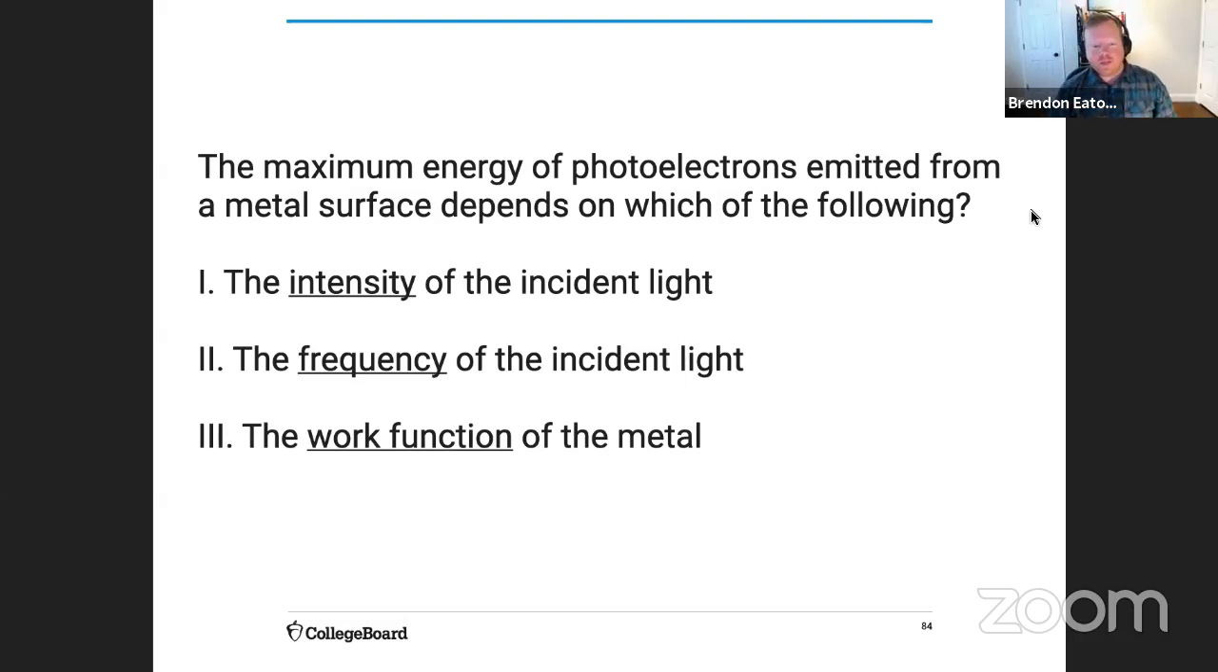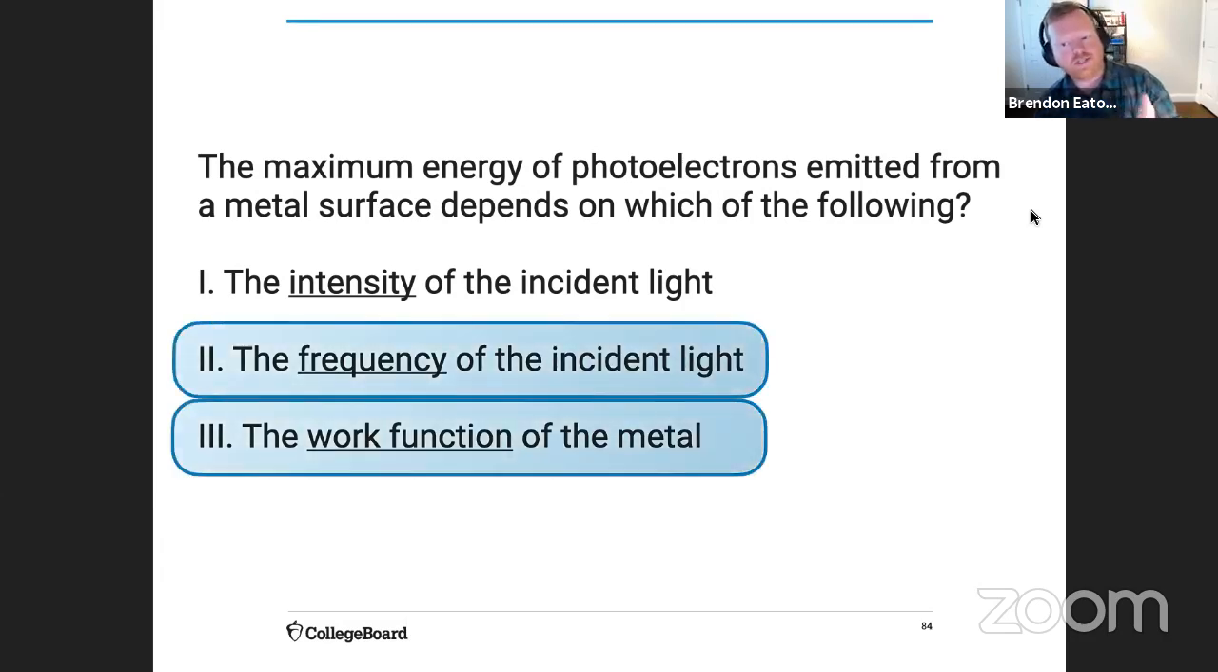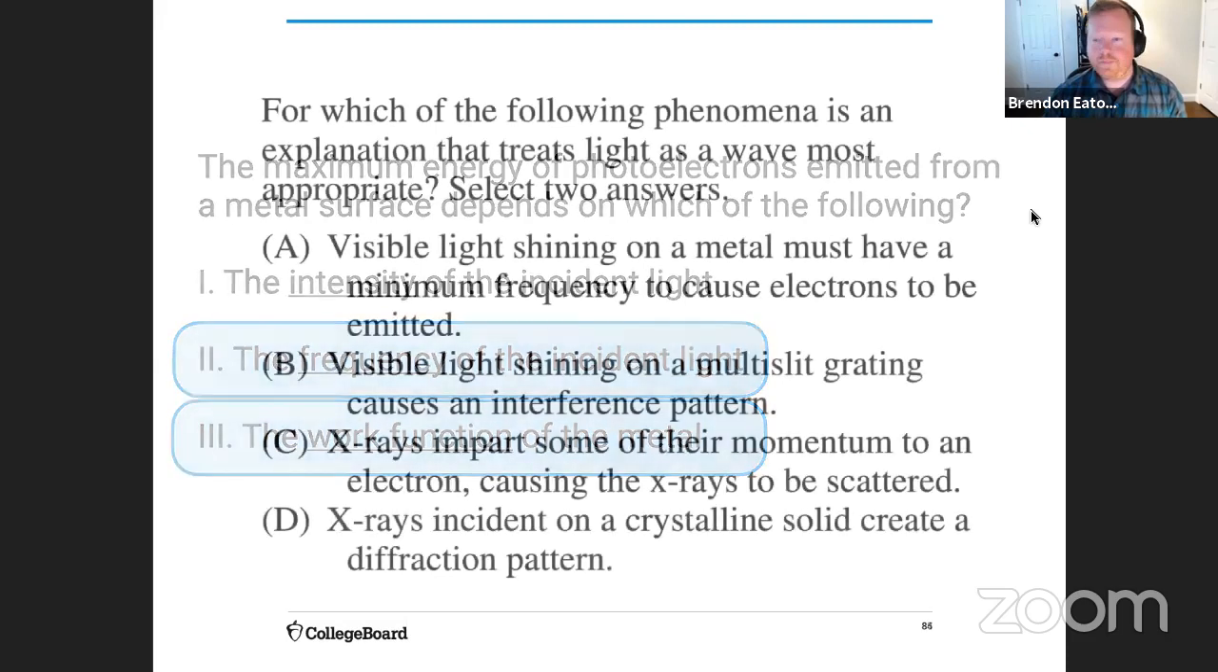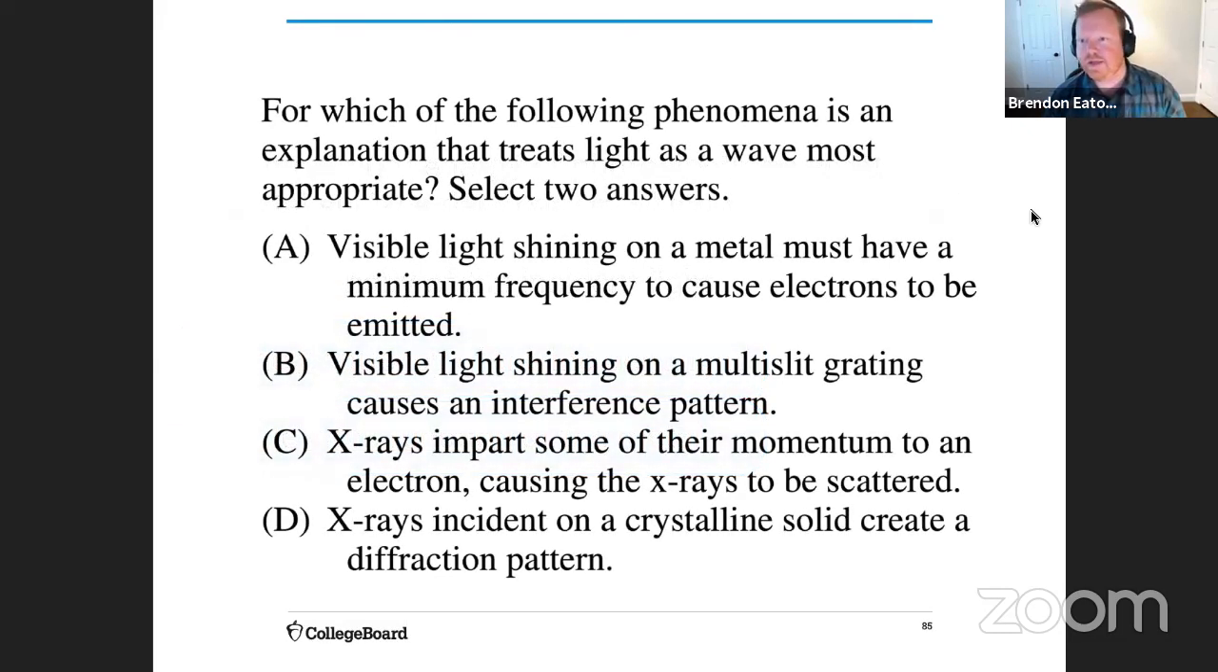The maximum energy of photoelectrons emitted from a metal surface depends on which of the following? If you paid attention during the first practice question, we would know that it's definitely not the intensity. But if I want energy, that's related to frequency. And the work function is something that takes away from the kinetic energy of the ejected electron. So 2 and 3 are the correct answers for this one. All right, and I actually lied. This is our last question.